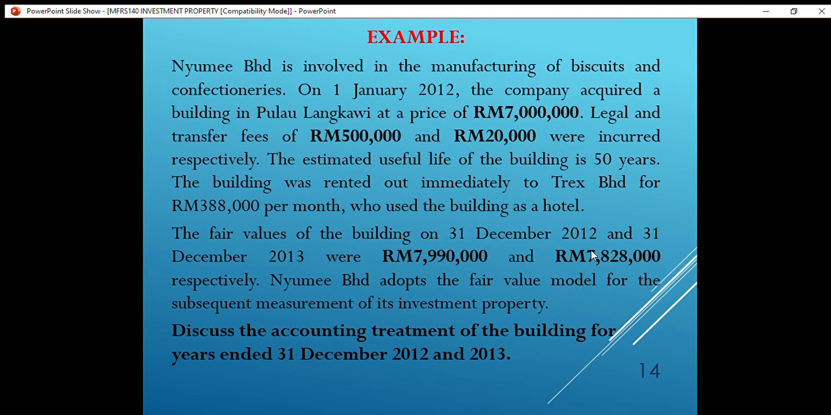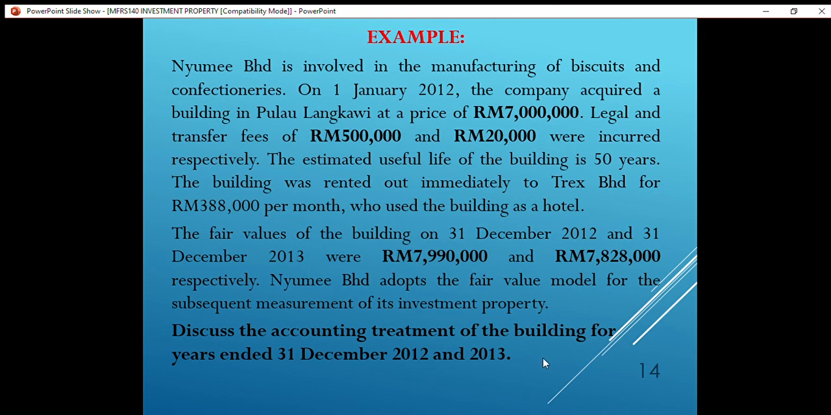7,990,000 and 7,828,000 respectively. Yumi Berhad adopts the fair value model for the subsequent measurement of its investment property. The question is, discuss the accounting treatment of the building for the year ended 31st December 2012 and 2013. So let's have a look at the answer. This is actually the example for the fair value model.